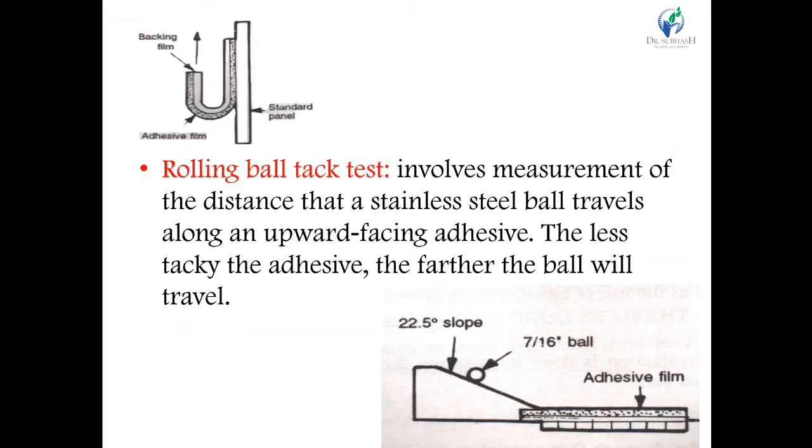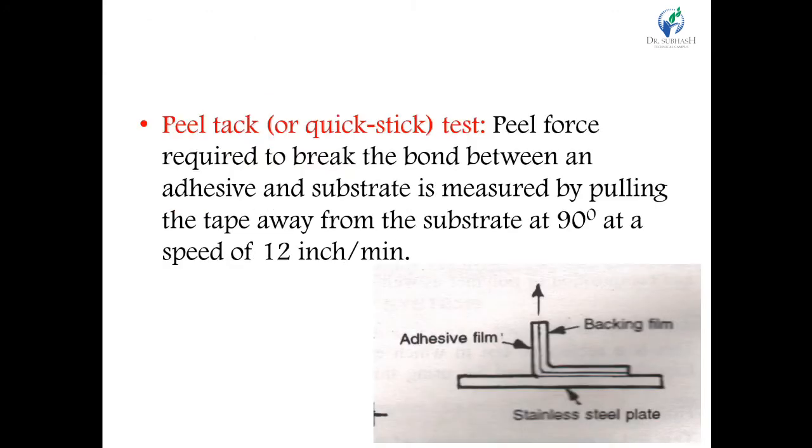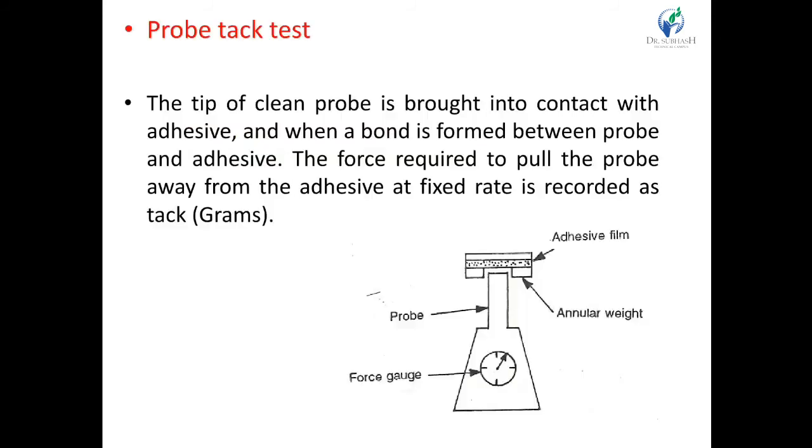The rolling ball tack test involves measuring the distance that a stainless steel ball travels along an upward-facing adhesive. The less sticky the adhesive, the further the ball will travel. That is the rolling ball tack test. Then the peel tack or quick stick test: the peel force required to break the bond between an adhesive and the substrate is measured by pulling the tape away from the substrate at 90 degrees at a speed of 12 inches per minute. Then we find out the peel tack.